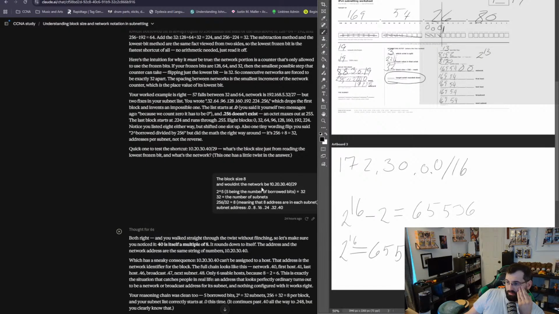That wouldn't be the network. This is from yesterday's study stream. This is the answer: 2 to the power of 5, 5 being the number of borrowed bits. Yes, 32 is the number of subnets. So this is getting us the number of subnets. But here's my question. If 2 to the power of something is the number of subnets, but then we subtract 2 from that and that gives us our usable addresses, is that just how it goes?